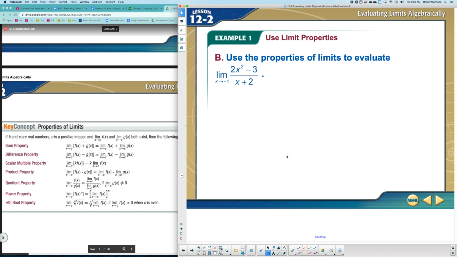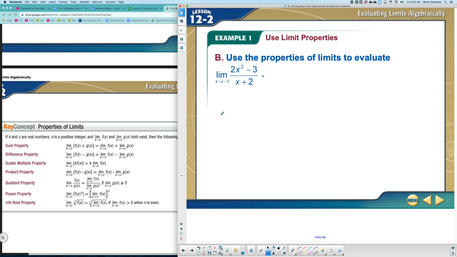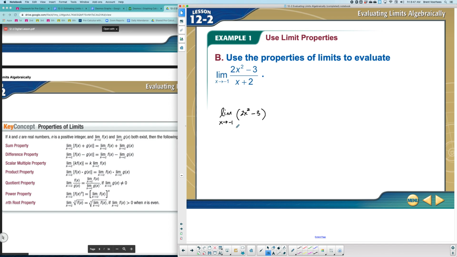Here's part B. It says use the properties of limits to evaluate this. And so I'm going to walk you through the same limits. There is a quotient property, and I'm going to use that one first. It says the limit as x approaches negative 1 of 2x squared minus 3 over x plus 2. And the quotient property says you would just separate it and have each limit individually. So I can take this limit and divide it up each individually. This is the quotient property.